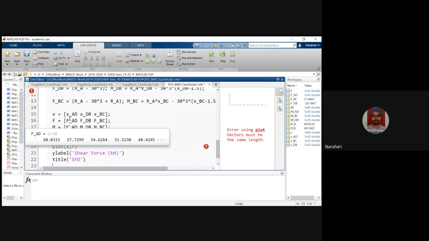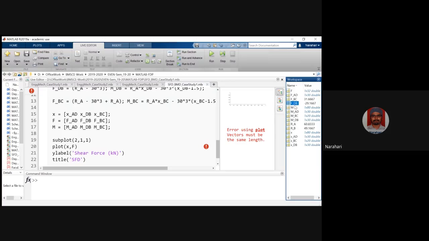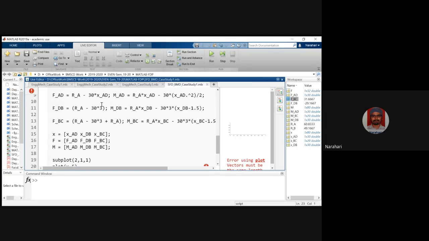But if you observe here, FAD is 1 cross 30, which matches XAD. FDB is just one scalar value, minus 29.167. Similarly, FBC is also one scalar value, 31.667. We needed a vector, isn't it? XBC is a vector, whereas FBC is not. You can see FBC in the right hand side workspace; it has created just a single value. Why is that so? Because this is a simple scalar. RA is a scalar value. 30 cross 3 is a scalar value. So I have to convert it into the same kind of vector as, let's say, XDB.